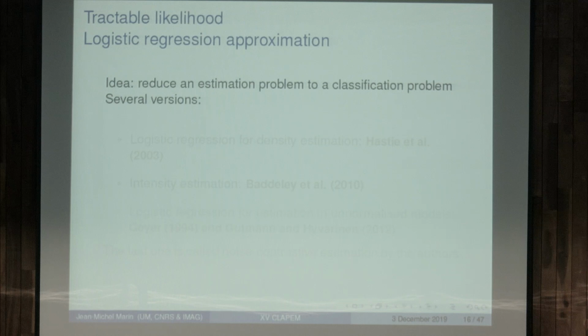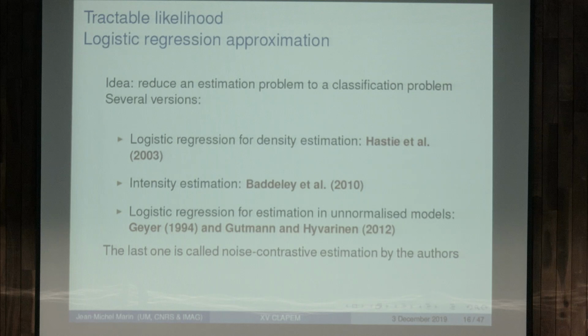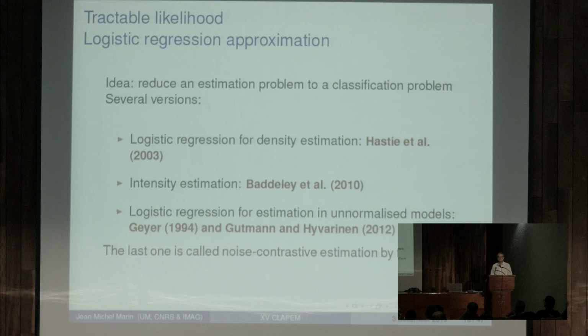And this is not the first time these things are done. Logistic regression was already used by Asti and co-authors in 2003 for density estimation. For intensity estimation, you also have this paper, where we use logistic regression. And there is also noise-contrastive estimation by Gutmann and Hyvarinen, which is specially designed to estimate the parameter of a model when the likelihood is intractable with respect to its normalizing constant, not because of latent variables. And typically, we will use this type of strategy, but to estimate the normalizing constant of the model.